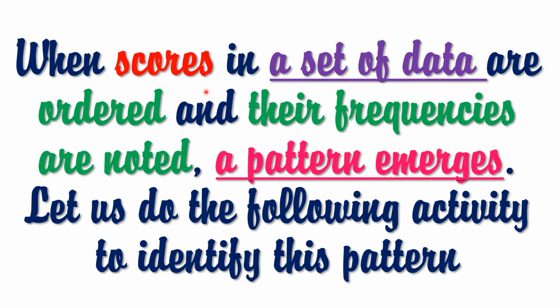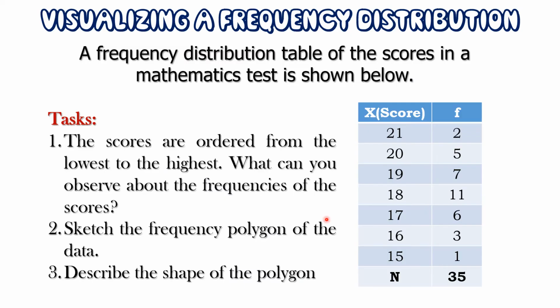Now, when scores in a set of data are ordered and their frequencies are noted, a pattern emerges. To know this pattern, let's do the following activity. The first activity is all about visualizing a frequency distribution. Given the frequency distribution table of the scores in a mathematics test, which is shown below, we're going to order the scores from highest to lowest, which are already arranged, and then their frequencies are already noted. The lowest score, 15, has a frequency of 1.